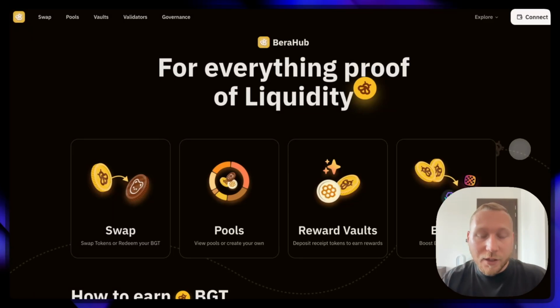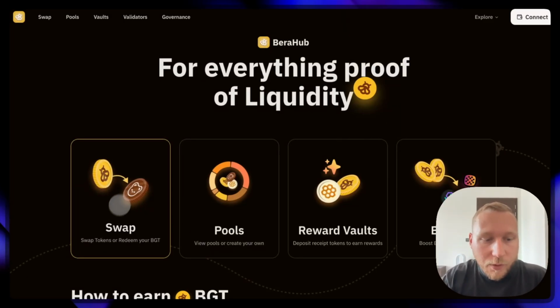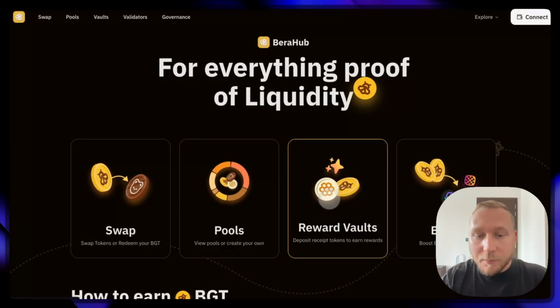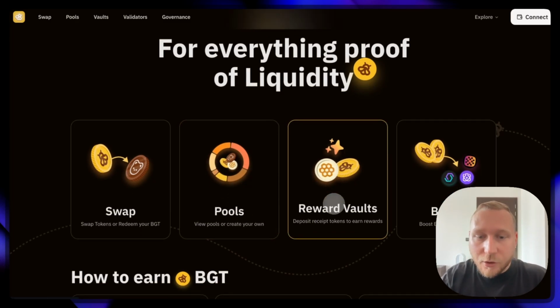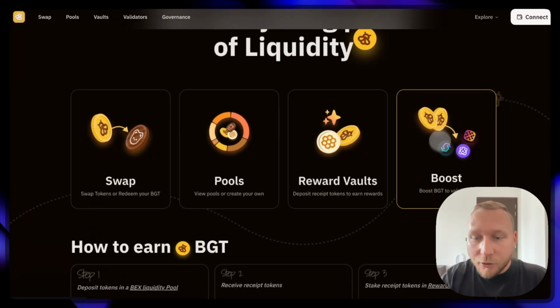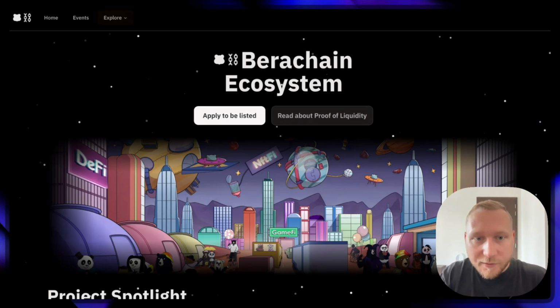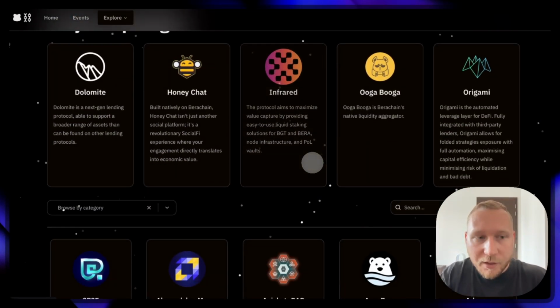On the Bera Hub, you can swap tokens on their natively integrated DEX, which was also built by the Berachain team, called BeraSwap. You can view pools and create your own pool right there. You can also deposit your receipt tokens to start earning those BGT rewards. And you can also boost BGT to validators and support them in that way, while also increasing and accelerating the POL flywheel.